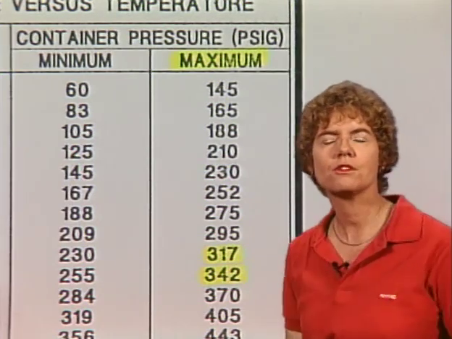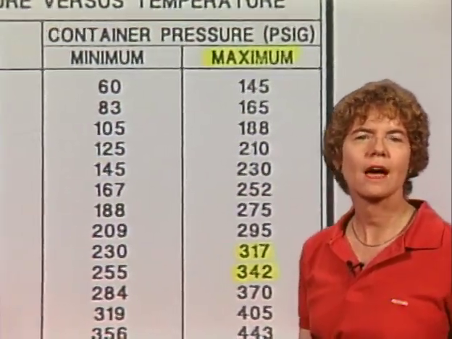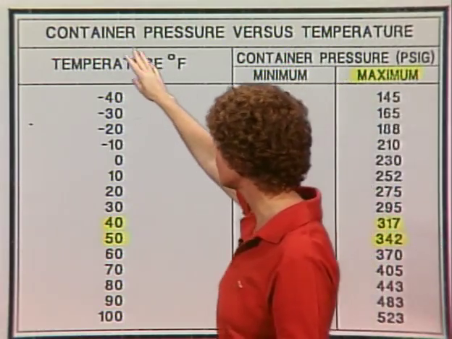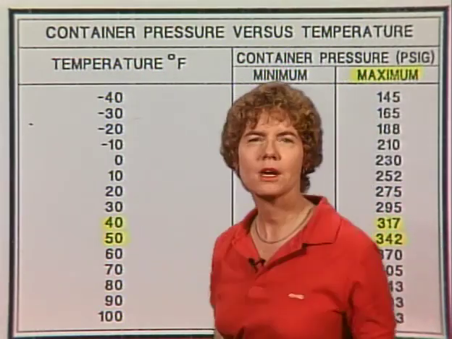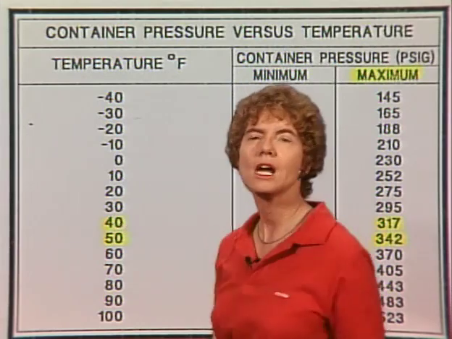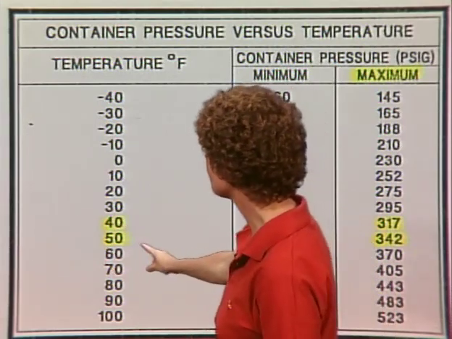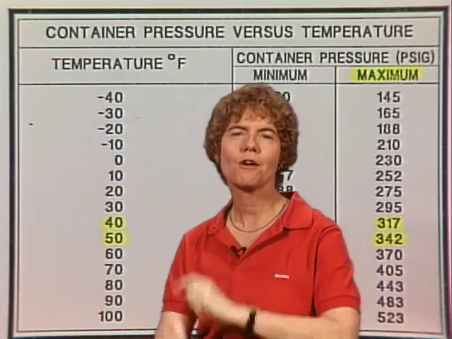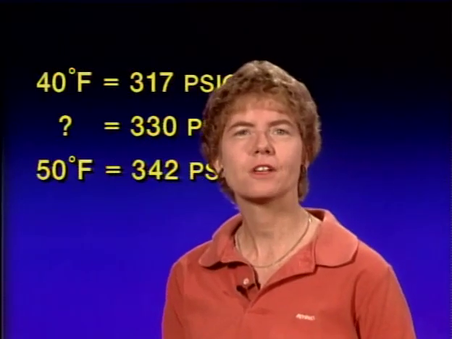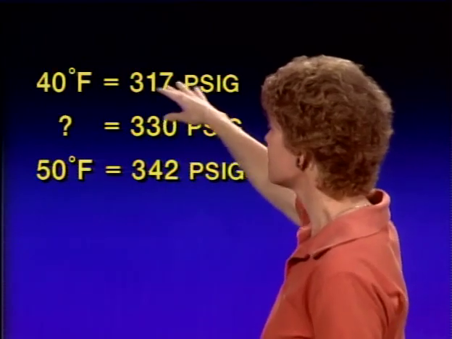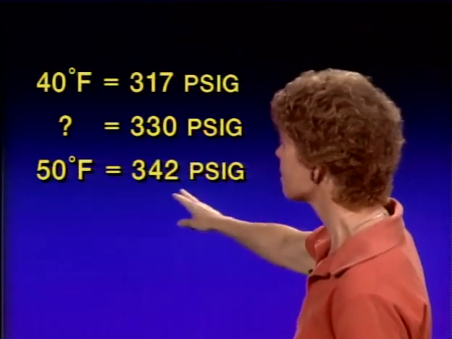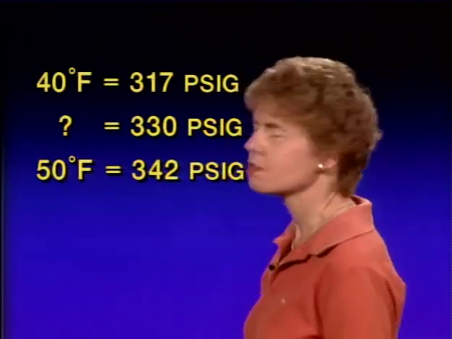So what we're going to have to do is interpolate. In order to do that, we need to find the temperatures at each of those pressures. Coming across to the left-hand column, for temperature, at 317 PSIG the temperature would be 40 degrees Fahrenheit. At 342, the temperature would be 50 degrees Fahrenheit. Now we have to interpolate. Let's take a look at how the numbers start out. At 317 pounds per square inch, the temperature could be 40 degrees. At 342 pounds per square inch, the temperature could be 50 degrees.